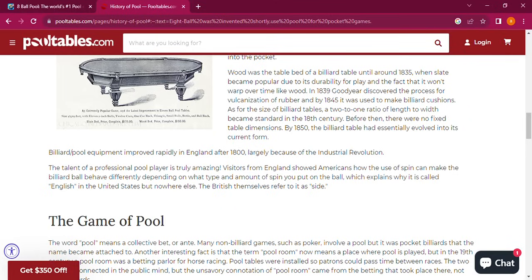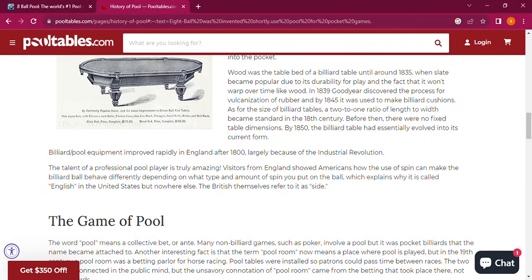The talent of a professional pool player is truly amazing. Visitors from England showed Americans how the use of spin can make the billiard ball behave differently depending on what type and amount of spin you put on the ball, which explains why it is called English in the United States but nowhere else. The British themselves refer to it as side.